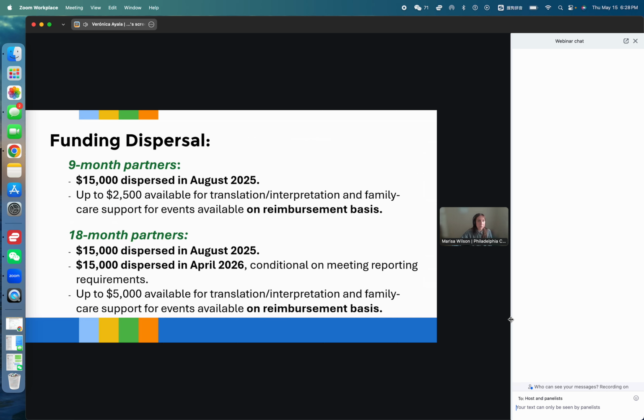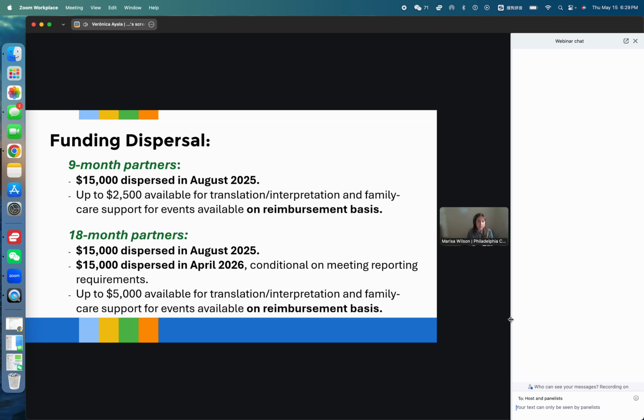9-month partners will be given $15,000 at the start of the partnership period to complete their engagement. Up to $2,500 in addition is available for each community partner for translation or interpretation and family care support for the events or engagements that they'll be hosting. That $2,500 is available on a reimbursement basis, whereas the $15,000 will be given upfront.